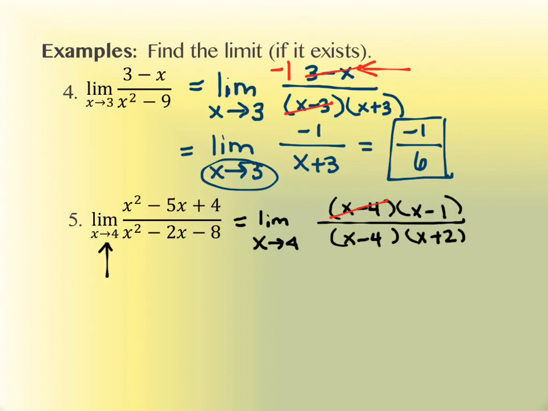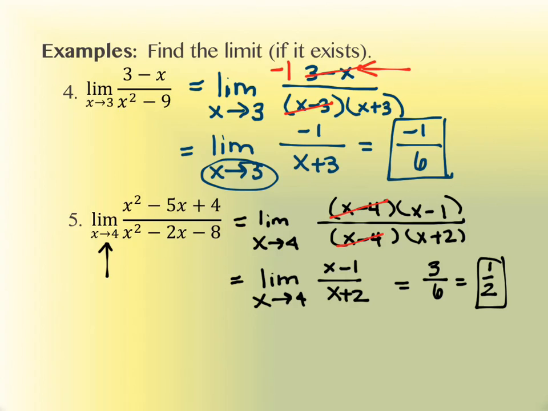All right, so that's good because we needed the x minus 4, otherwise the problem doesn't work as we've been looking at them. So now I have the limit as x approaches 4 of x minus 1 over x plus 2. So if I plug in the number 4 on top, what do I get? 3. And on bottom? 6, which reduces to the fraction 1/2. Okay?